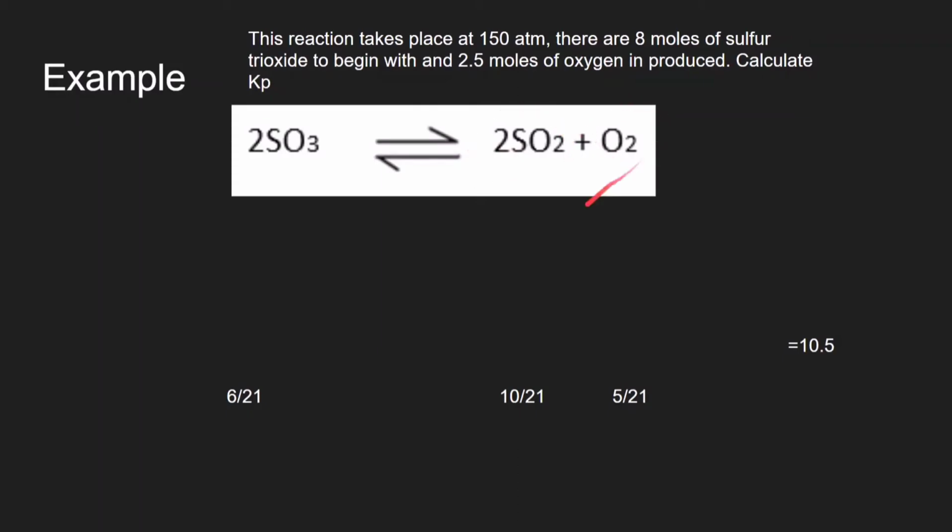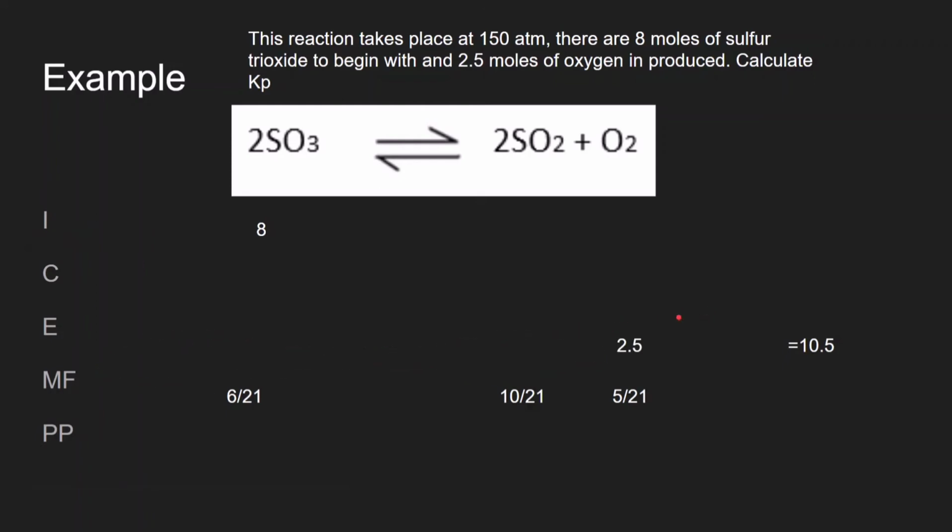So taking from the question, we have I for initial, so what we begin with. We have C, which is consumed, what is used. We have E for equilibrium, what is there at equilibrium. We have MF for mole fraction, and pp for partial pressure. So if we take from the question, we have 8 moles of sulfur trioxide to begin with, that's in our initial, and we produce 2.5 moles of oxygen at equilibrium.